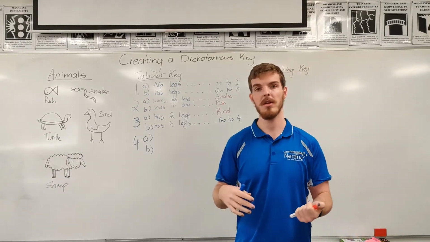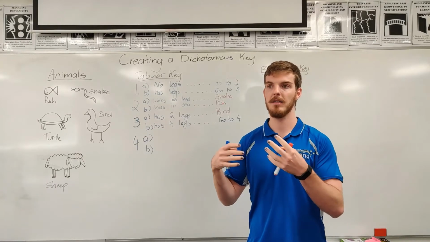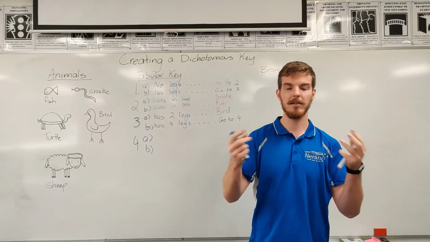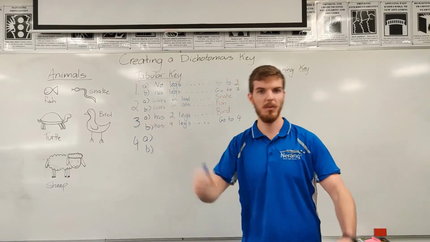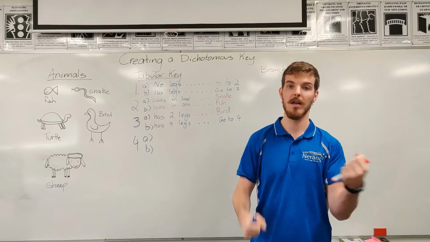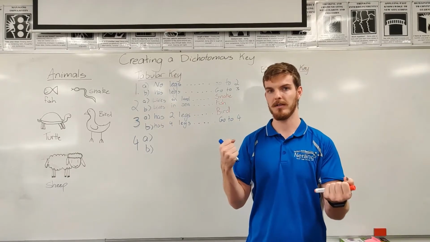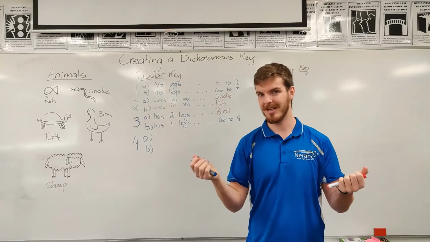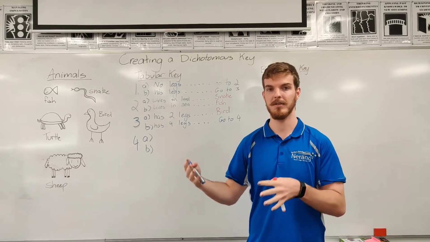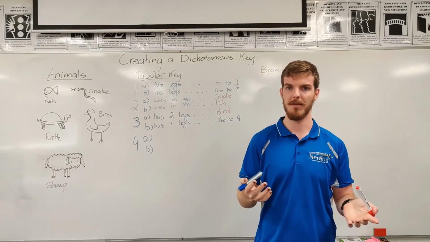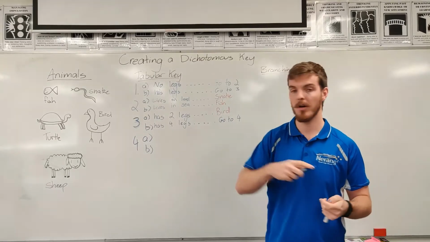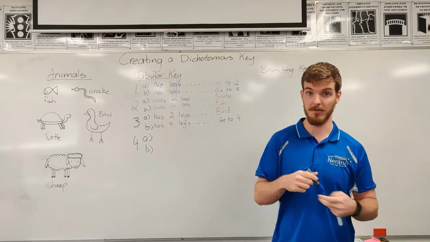Or you could go with the sheep. Has wool, doesn't have wool. As long as you've got one that one has and one the other one does not, that can be the differentiating factor. So this is why sometimes the tabular key can be slightly different from person to person, but as long as you end up at the same thing. So I want to go has shell and doesn't have a shell.